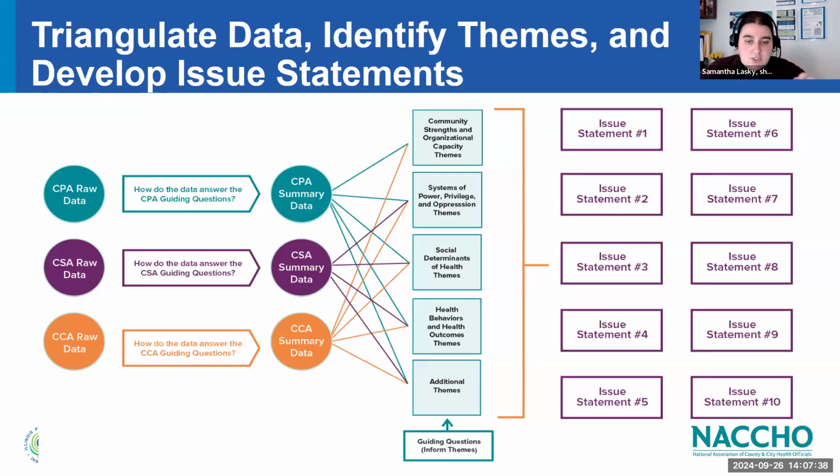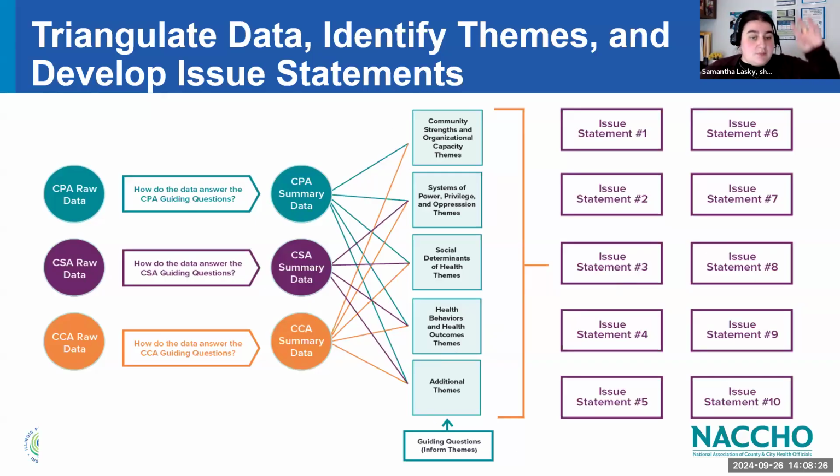This graphic that you see on the slide depicts the entire triangulation process. The process begins as soon as the data from each assessment has been collected and ends with the development of issue statements. So from your left to your right there. Similar to the rest of the steps of phase 2, it's important to work with your design team to identify these issues, these themes, and these issue statements. So first you'll take that raw data and answer the guiding questions from each assessment to summarize the data, which can be found in the handbook. And then you're going to think about where that data fits along the health equity action spectrum and depict the linkages between root causes and health outcomes, showcasing the social determinants of health as well.